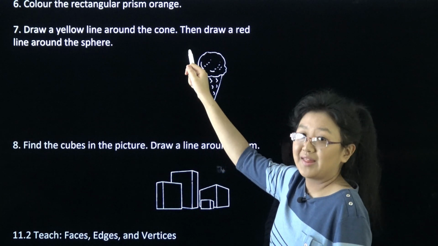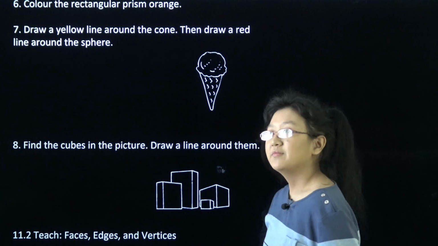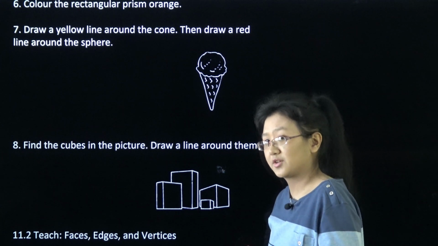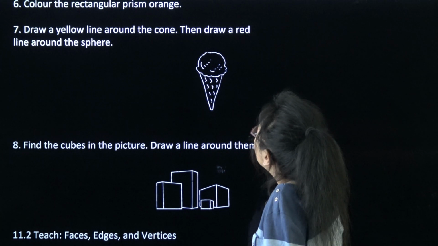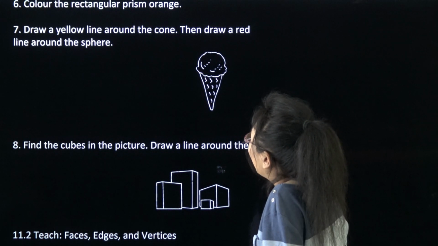I'm quite sure that by that they mean circle, because you can't really draw a line around anything because the line is straight. And if you draw something around something, then that's not straight, that's curved. So, draw a yellow line around the cone. Then, draw a red line around the sphere.